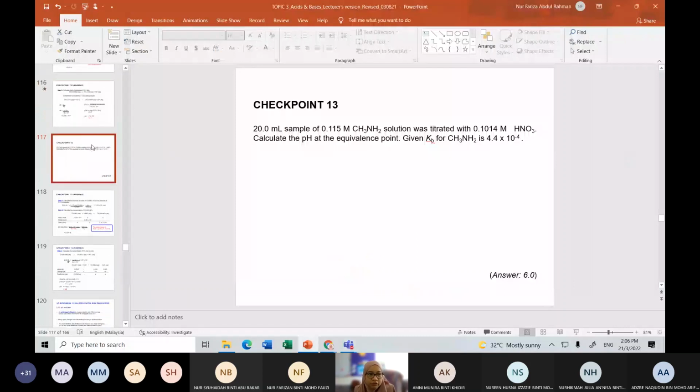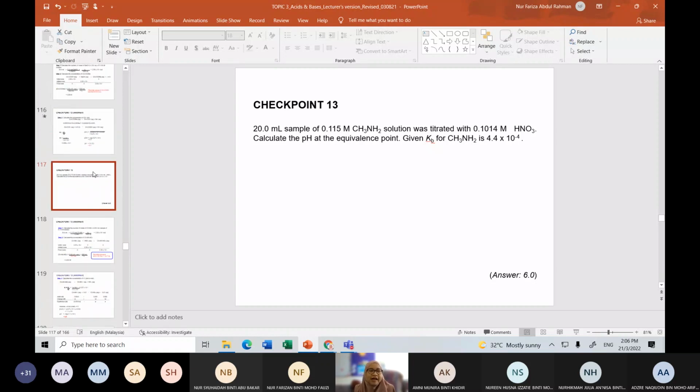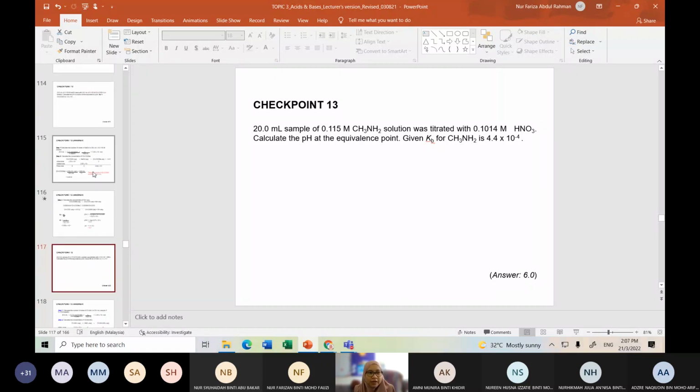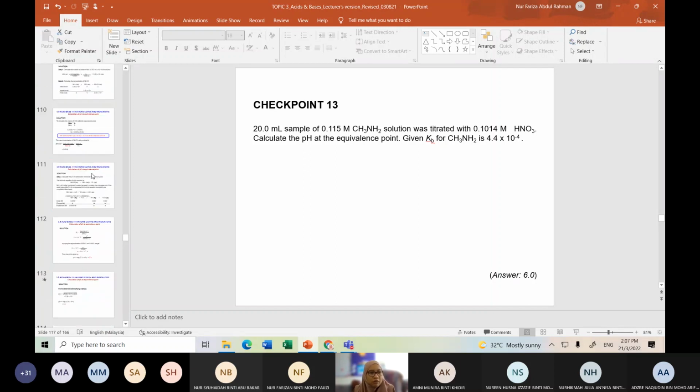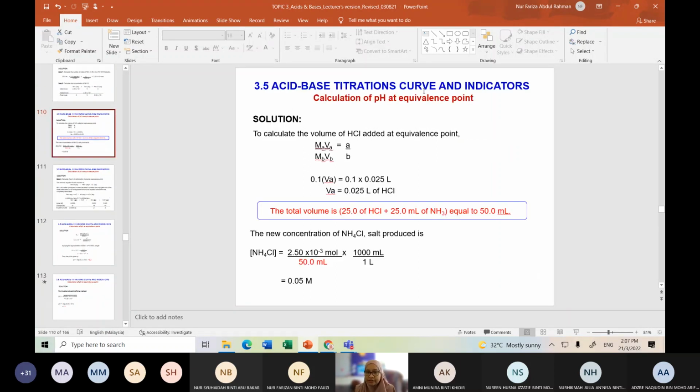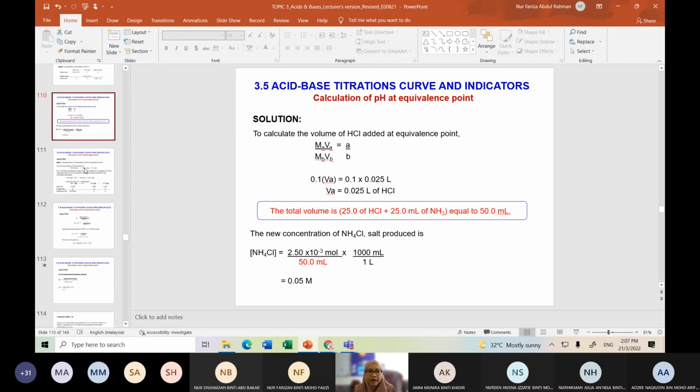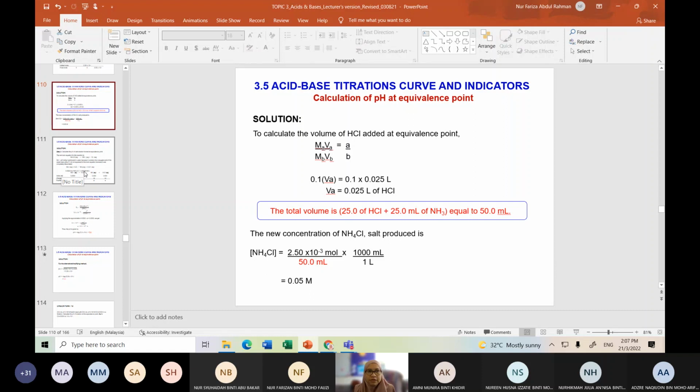Okay, right. So before holiday, the last subtopic that we have learned was the acid-base titration curve and indicators. Okay, all right. So this was the last subtopic, and in fact, you have learned how to calculate the pH at equivalent point.